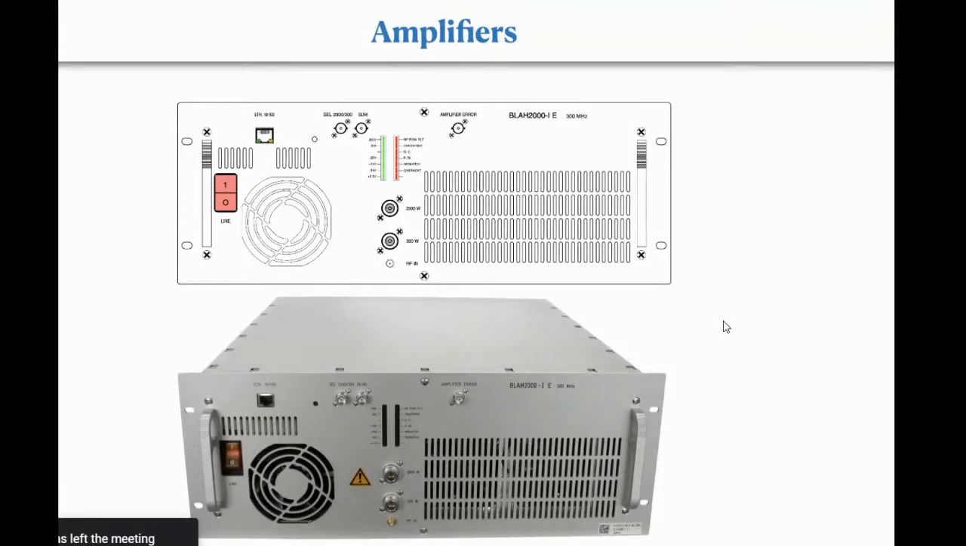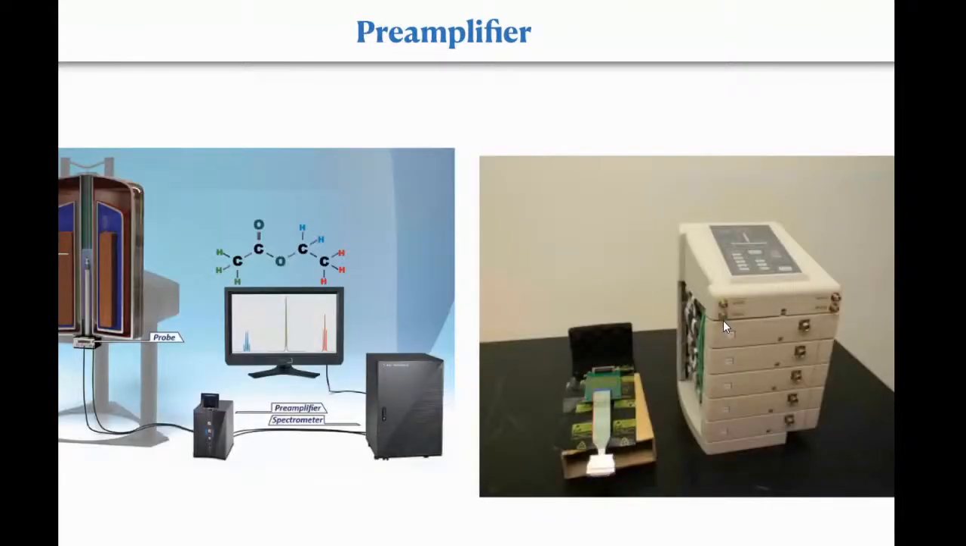The cable from this output goes into the preamplifier. On the other side of the preamplifier, there will be cables like this. It will be on the other side also. Each of these towers, each of these is one piece: the second piece, third piece, fourth piece, and fifth piece. Each of these towers corresponds to one channel.